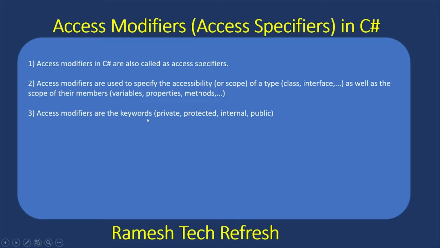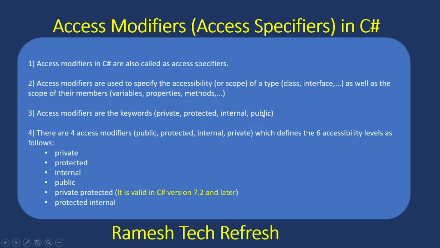Access modifiers are keywords. The access modifiers are private, protected, internal, public. Keywords have lowercase letters. Using these four access modifiers, we can specify the following 6 levels of accessibility: private, protected, internal, public, private protected, introduced in C Sharp 7.2, and finally protected internal.